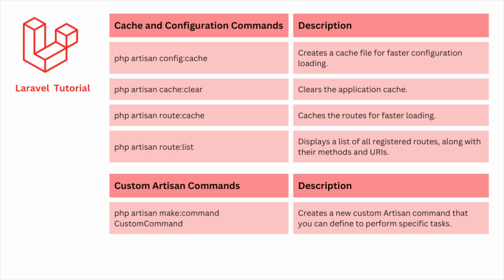Furthermore, let's see some cache and configuration commands. php artisan config cache. This will create a cache file for faster configuration loading. Next is cache clear. This will clear the application cache, as sometimes when you have done any new installation or anything, it's better to clear the cache, so you can run this command. Next is php artisan route cache. This will cache the route list of your complete project for faster loading. Next is route list. It will display all the routes that are present in your application.